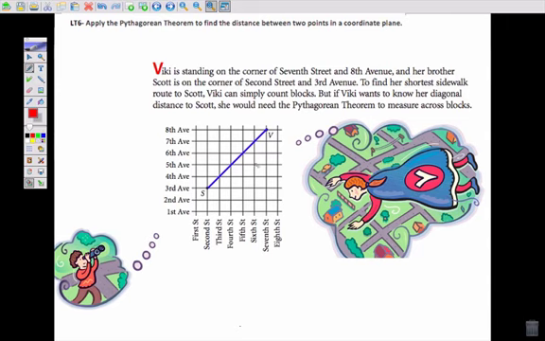And then what's nice is you can calculate that distance because it can become part of a right triangle. You can just connect the points and make a right triangle, and then we can use the Pythagorean theorem to find this distance. And that's what we're going to do in the next couple of examples. We're going to find the distance between 2 points on a coordinate plane.